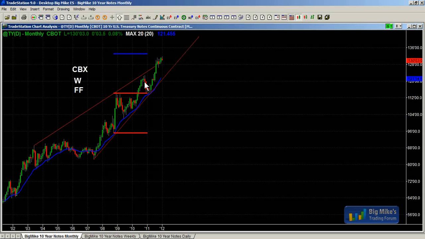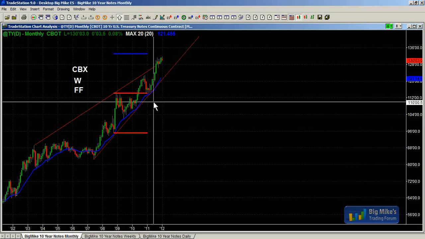A wedge is a type of channel, one in which the trend line and the trend channel line, rather than being parallel, are convergent. We tried to break above the wedge back here in August and failed. Next month we turned back down. We're trying to break again above the wedge here in December. And in January, it looks like we're failing again.